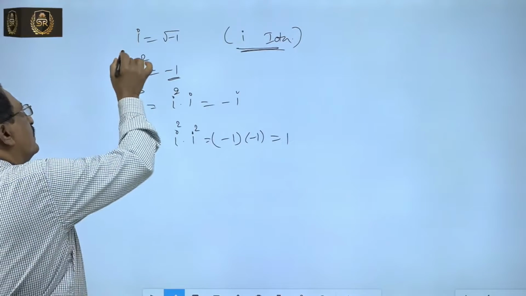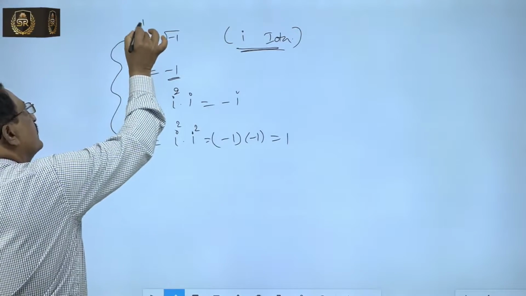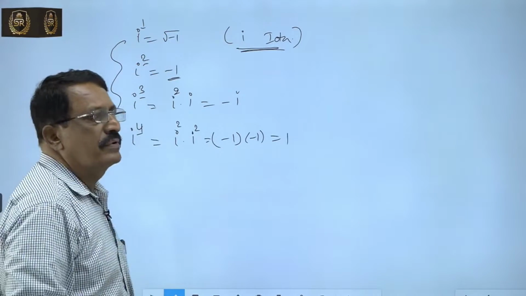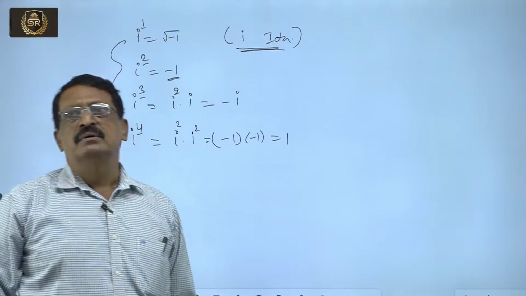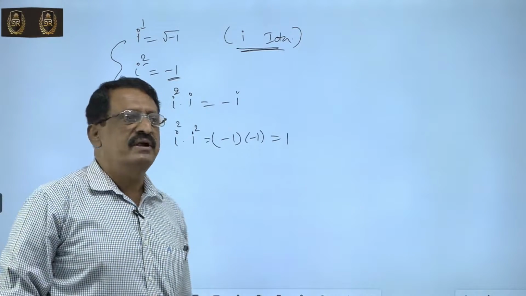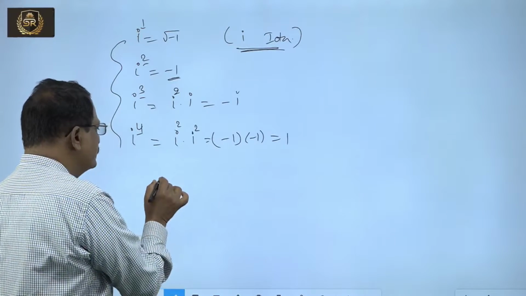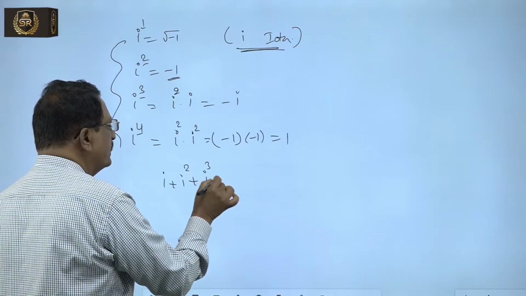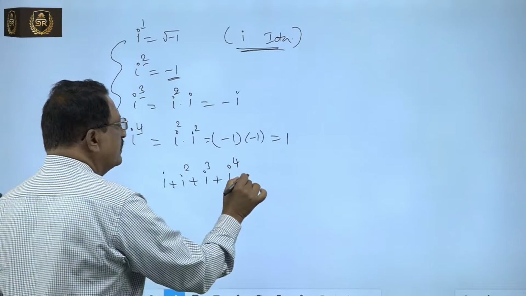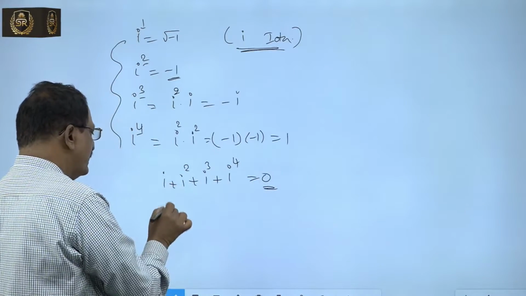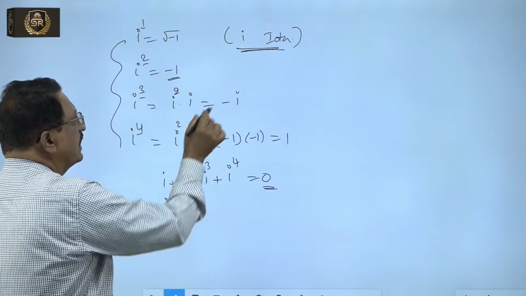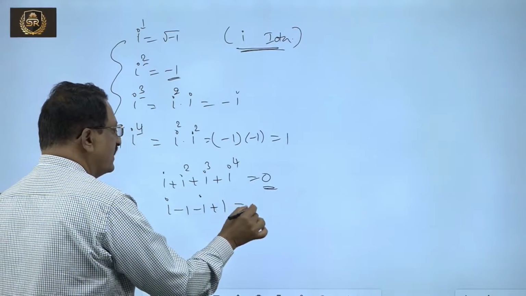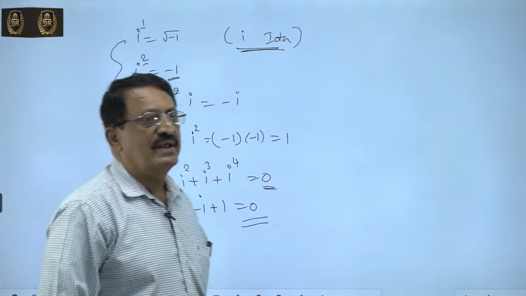Now always the sum of i with exponents 1, 2, 3, 4, means consecutive 4 integers, always equals 0. i plus i square plus i cube plus i to the power of 4 always equals 0, because the value of i square equals minus 1, i cube equals minus i, i to the power of 4 equals 1. Now its value always equals 0.